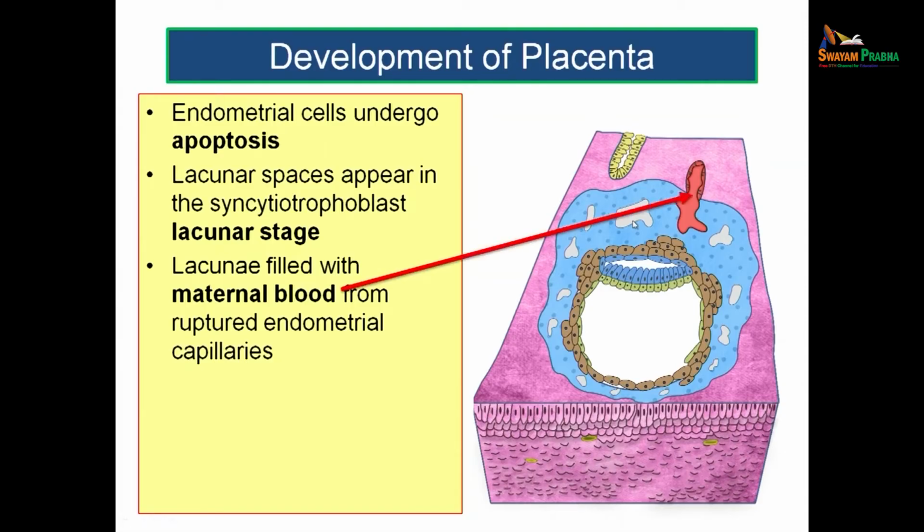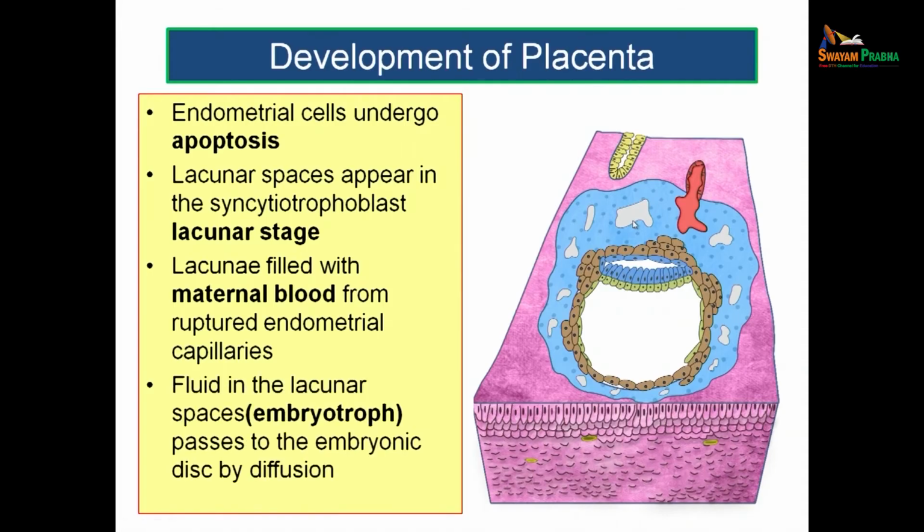So, the fluid in the lacunar spaces passes to the embryonic disc, because the placenta is not fully functional at this moment. The embryonic disc is here, and it needs nutrition for this time. So, the nutrition in the lacunar spaces, through the maternal blood, will be diffusing into the embryonic disc.